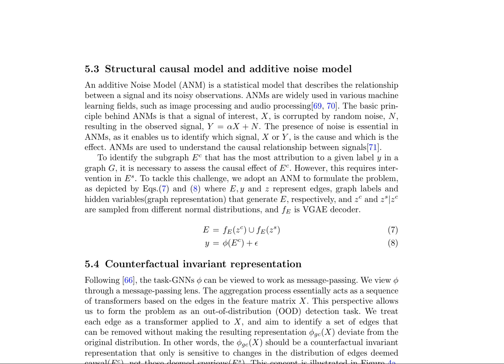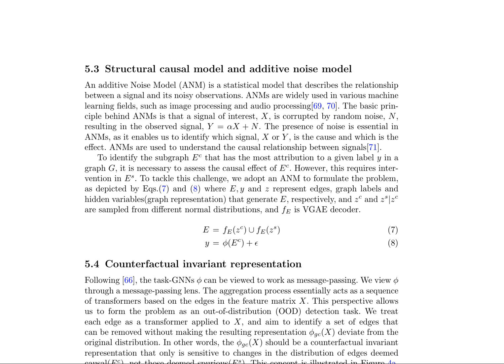Counterfactual-invariant representation is introduced, where task-agnostic can be viewed as message passing. This perspective allows the problem to be formed as an out-of-distribution (OOD) detection task, aiming to identify a set of edges that can be removed without deviating from the original distribution. This concept is illustrated in Figure 4a, which depicts the method's directed acyclic graph, DAG.